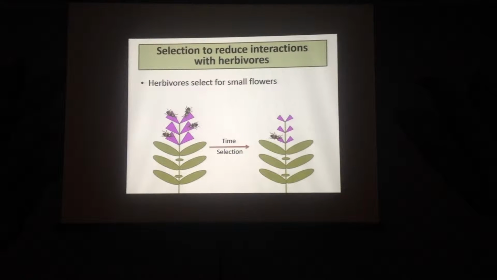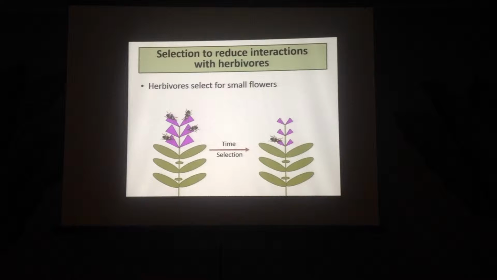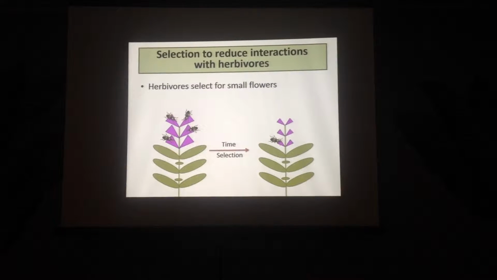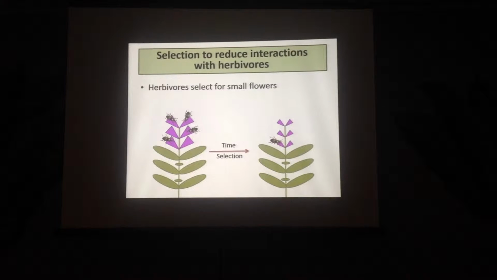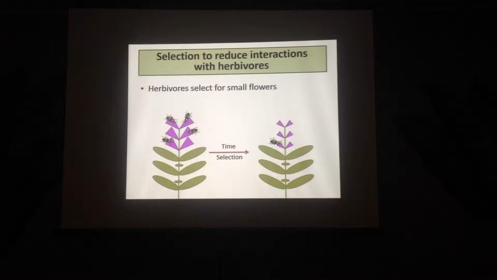Because this is an antagonistic relationship, there should be selection to decrease the frequency with which this interaction occurs. So if there are only herbivores around, given time and selection, you might expect a plant with moderately sized flowers to evolve smaller flowers to decrease attractiveness to herbivores.